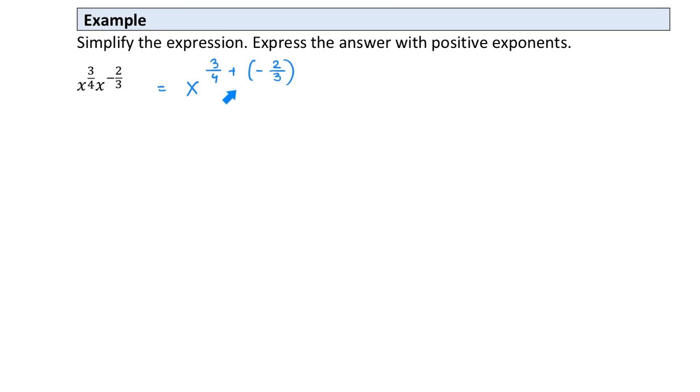To add these two exponents, we need to have the same denominator. Because the denominators are 4 and 3, the least common denominator will be 12. Therefore, we will multiply the numerator and the denominator of the first fraction by 3 and the numerator and the denominator of the second fraction by 4. Then we will have x to the power of 9 over 12 plus negative 8 over 12. This will be equal to x to the power of 1 over 12, because 9 over 12 minus 8 over 12 is 1 over 12, and this will be the final answer.